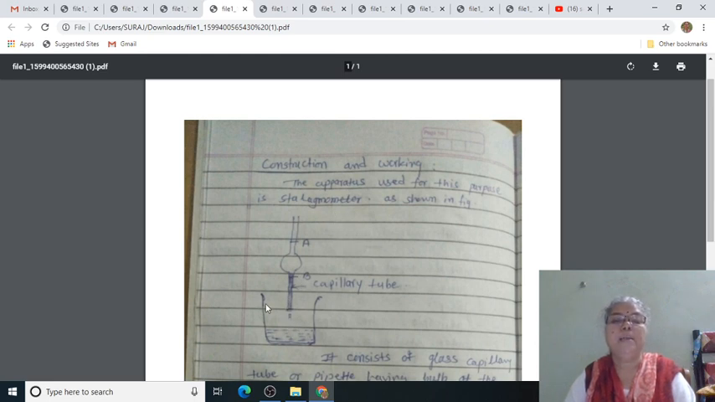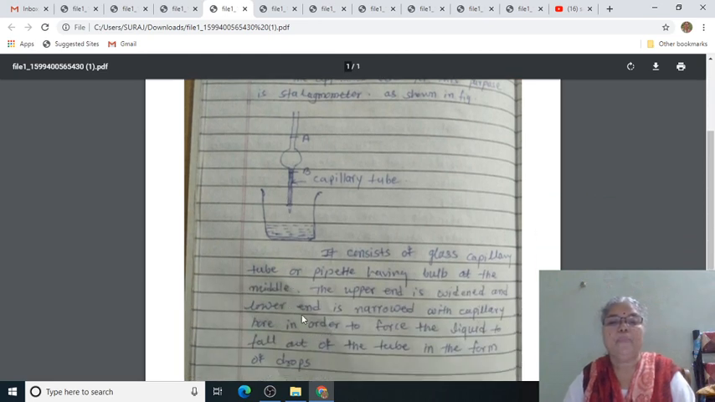Here this is the stalagmometer. Simple diagram or simple figure of this stalagmometer. It is just like a pipette provided with a glass bulb and glass capillary at the end. A definite volume of liquid is taken into this bulb, and from mark A to mark B, how many liquid drops are formed is counted.